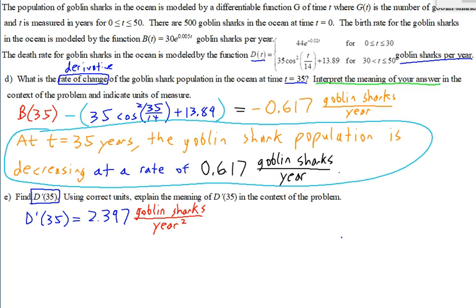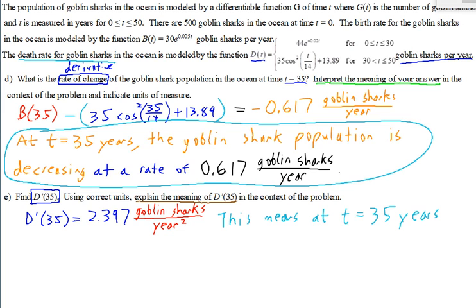So this time, to explain the meaning of it, well, we can say something like this. This means at t equals 35 years. Well, now it's the derivative of the derivative, right? It's the derivative of the death rate, is what D of t represented. So it's not telling us that the Goblin Sharks are increasing. It's telling us that this rate D of t is increasing, because that's what is the derivative.